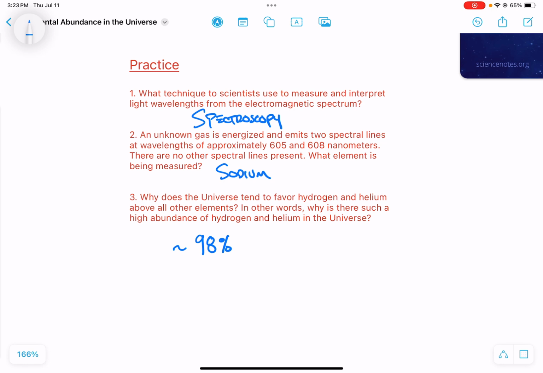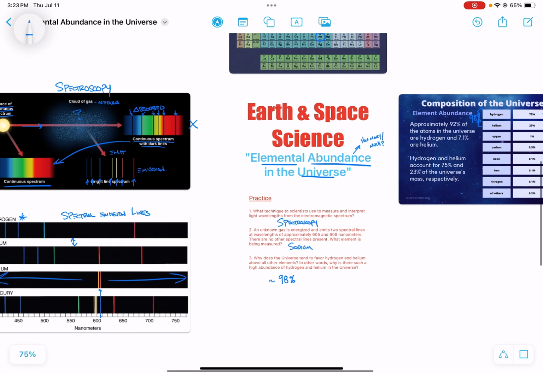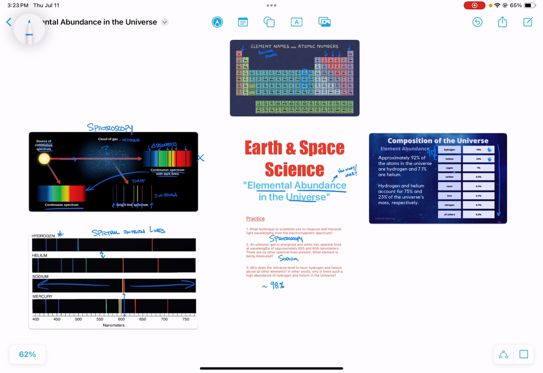But until then, take care, and hopefully this has been a useful review about how we determine the elemental abundance in the universe.